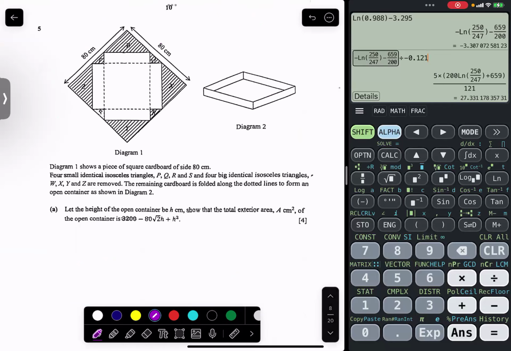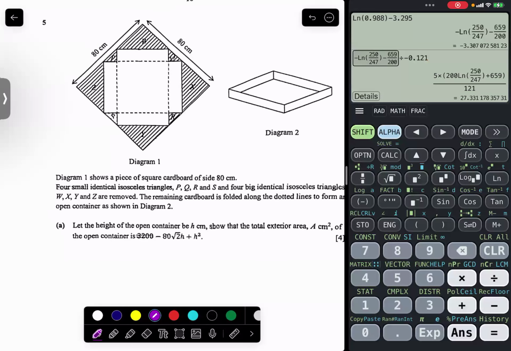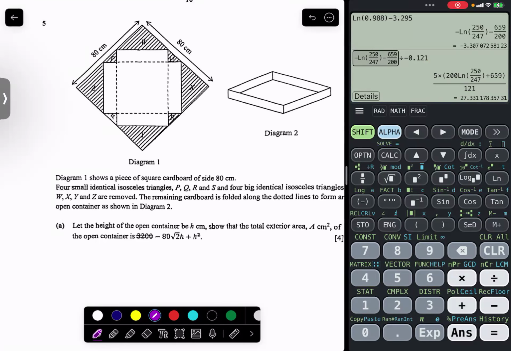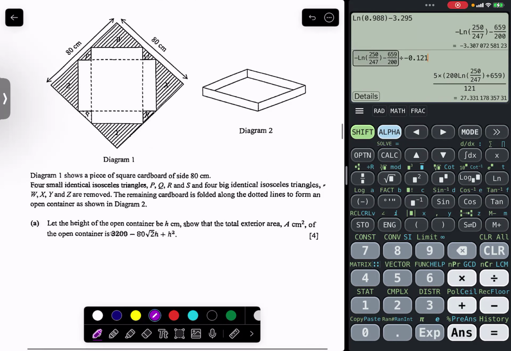Question 5. Diagram 1 shows a piece of square cardboard of sides 80 cm. 4 small identical isosceles triangles P, Q, R, S and 4 big identical isosceles triangles W, X, Y, Z are removed. Not sure whether you can see: P, Q, R, S, X, Y, Z, W.